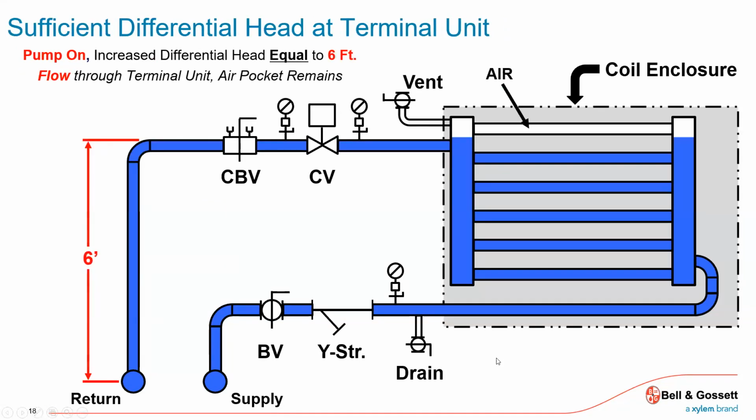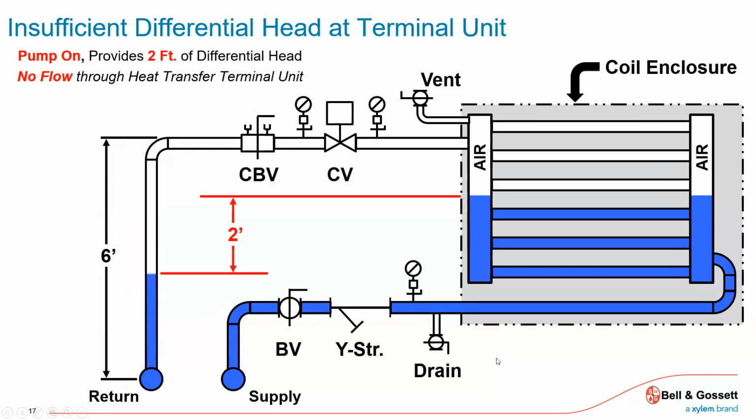One of the ways to address it would be to make sure that the pump head dedicated to the circuit is at least the height of this piping arrangement here. If I can displace the 6 feet, I might not get all of the air, but I get a good portion of it, to the point where I have circulation through that coil.